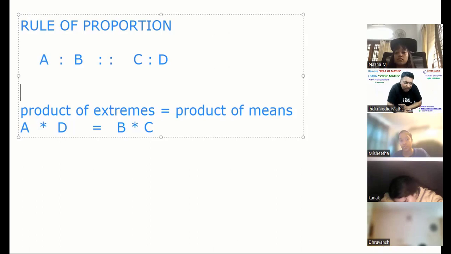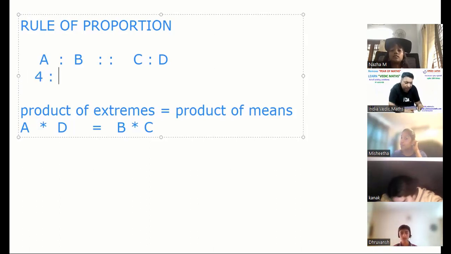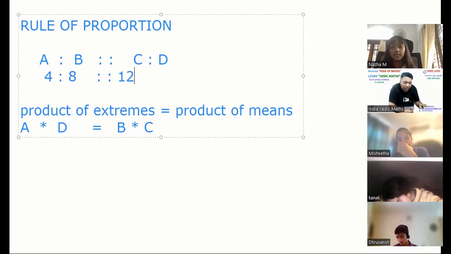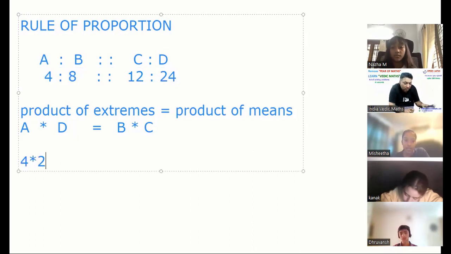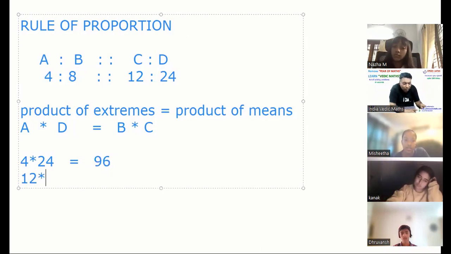You see the previous question? What was that? It was 4:8, right? And what was the second ratio? If I remember, 12:24, right? So now tell me, Mishita, if you want to check using the rule of proportion, what do you multiply with what? 4 times 24 is 96, and 12 times 8 is also 96. So you proved it, sir.